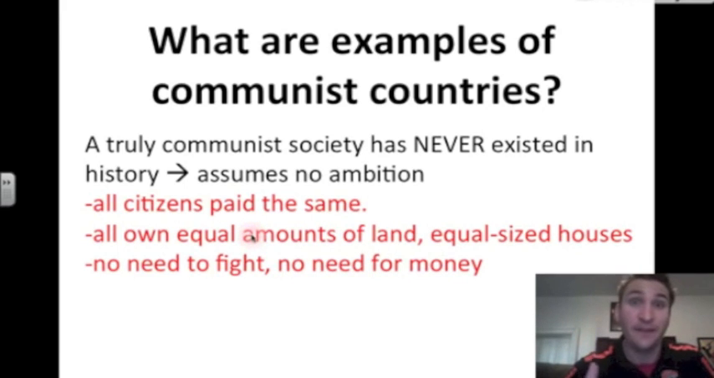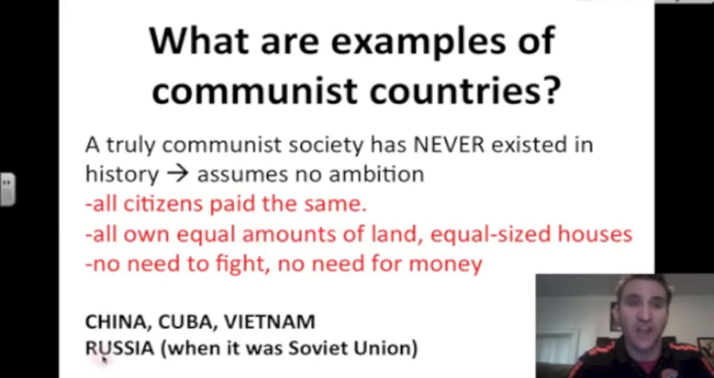However, there have been countries who have been and are communist in nature. China, Cuba, Vietnam, and Russia, when it was the Soviet Union, had some communist ideas in its government and economy.